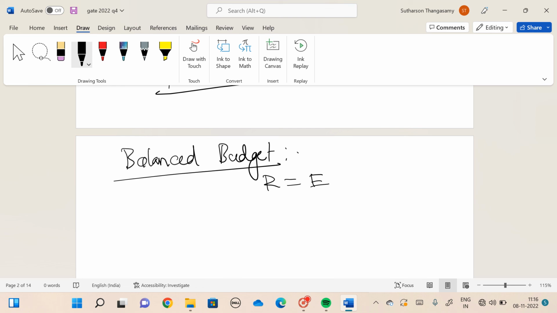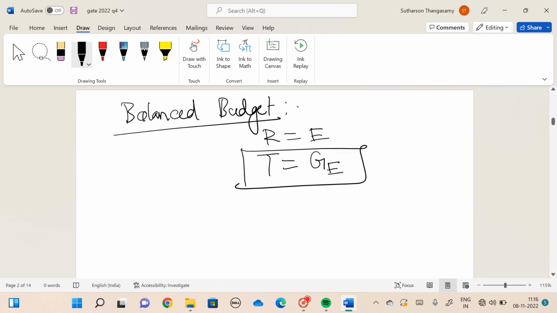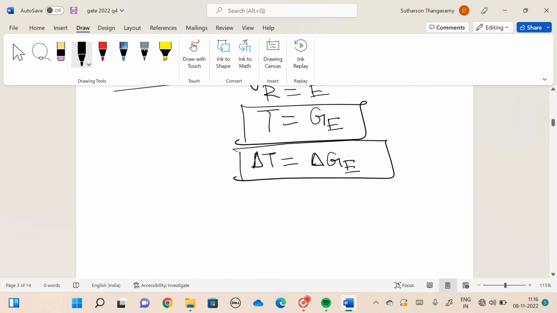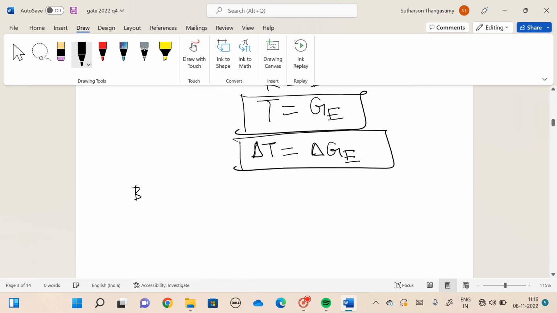Obviously, now we are looking at the closed economy model. In a closed economy model, tax is going to be the major revenue for the government, so tax is equal to government expenditure. So any change made in the government expenditure requires an increase or a decrease in tax. So change in tax should be equal to change in government expenditure. Now with this, let's get into the balanced budget multiplier. I'm shortening balanced budget multiplier to BBM.